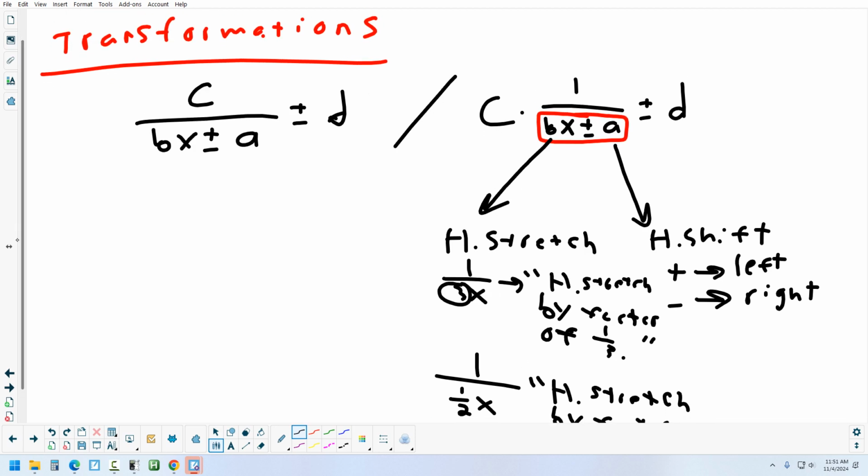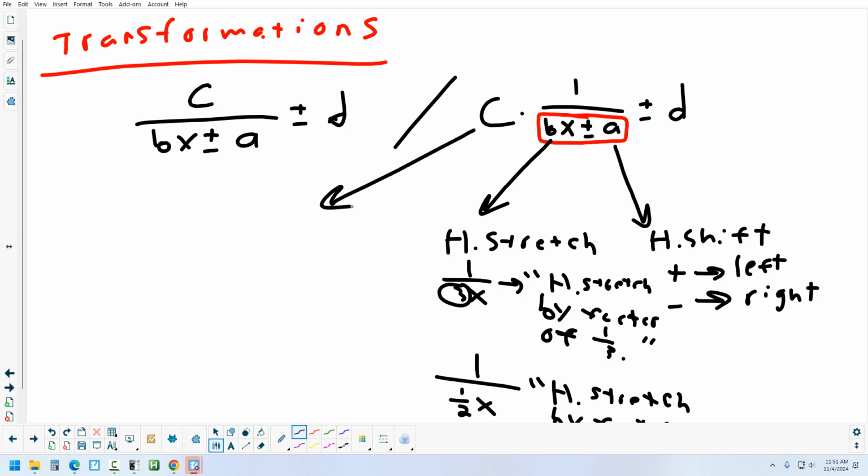Okay, so A and B are the backwards ones. C and D are not. C and D are on the outside of the red box. So which direction do you think both C and D are going to affect? Yeah, these are your verticals. So C is on the outside, and it's multiplication. So that's going to be a vertical stretch. Any multiplication is a stretch. Any adding or subtracting is a shift. So it's multiplication on the outside. That's a stretch.